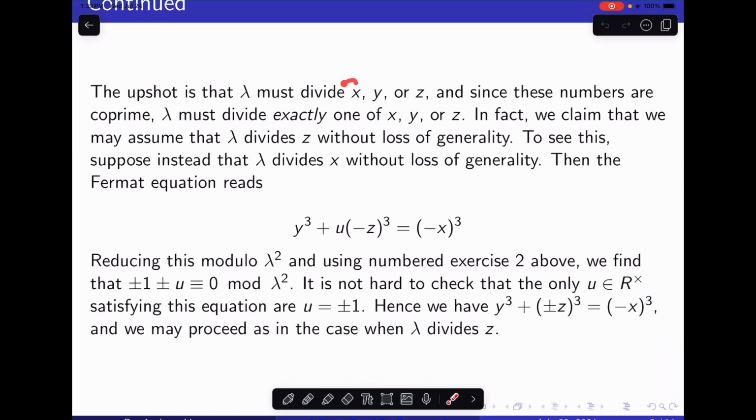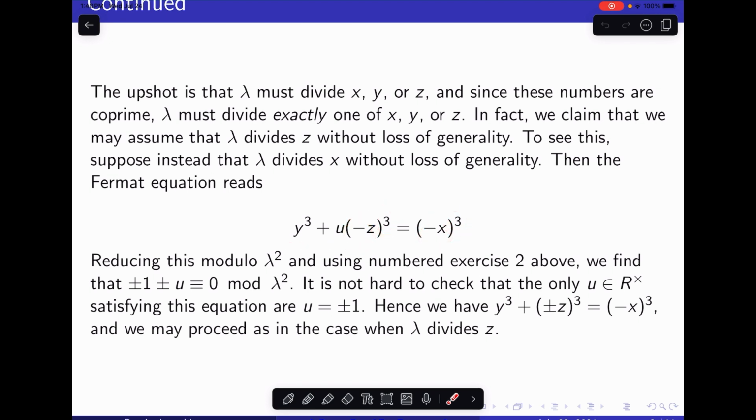Now, these 3 numbers were assumed to be coprime in R, and lambda divides one of them, so it divides exactly one of them. And I claim that we can assume without loss of generality that lambda divides z. Why can we assume that? Well, suppose instead that lambda divides, say, x without loss of generality. The case where lambda divides y is the same as the case where lambda divides x by the symmetry of the Fermat equation. Okay, then if you rearrange the Fermat equation, you get y cubed plus u times negative z all cubed equals negative x cubed.